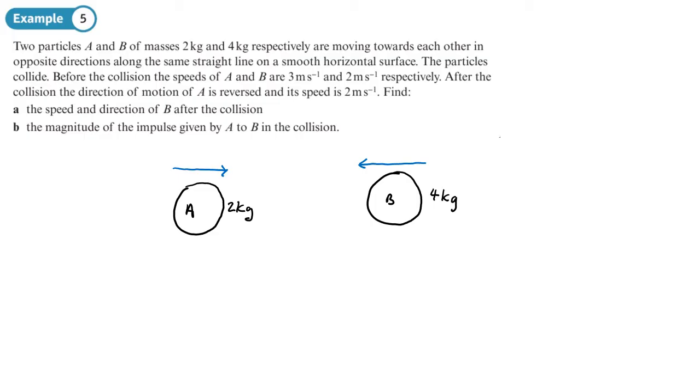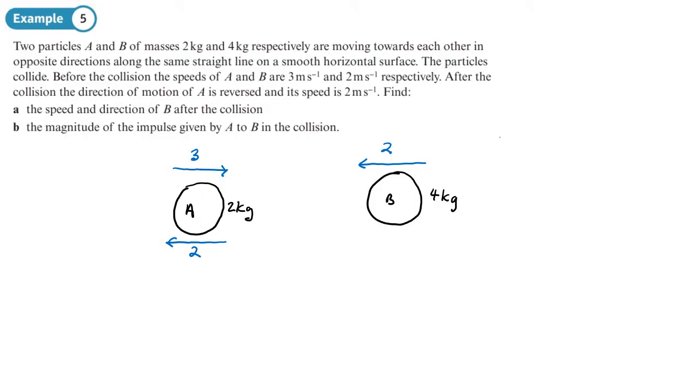The particles collide. Before the collision, the speeds of A and B are 3 and 2. So I'm just going to write the numbers 3 and 2. I'm not going to put meters per second. After the collision, the motion of A is reversed. So it means it goes that way, reversed, and its speed is 2. Find the speed and direction of B after the collision.